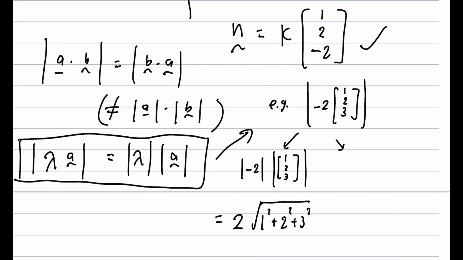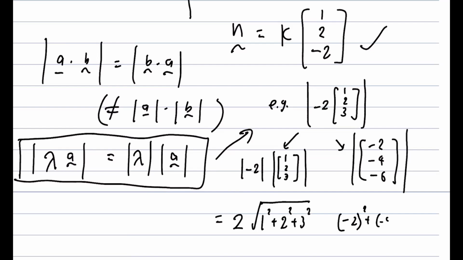Is that okay with you? Yeah. Leave that alone. Now let's try the other way. We times the negative 2 inside first, so we get negative 2, negative 4, negative 6. Then you take the modulus. What do you get? You get negative 2 bracket square plus negative 4 bracket square plus negative 6 bracket square. Take the square root.